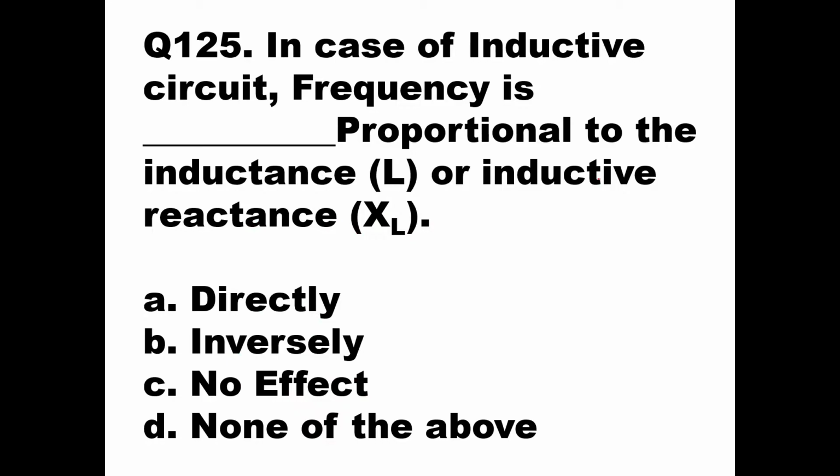Question number 125. In case of an inductive circuit, frequency is dash proportional to the inductance L or inductive reactance XL. We know that inductive reactance XL is given as 2 pi f L, or we can also write it as omega L. Now here if you see, the frequency is directly proportional to the inductive reactance. So here it is directly proportional.